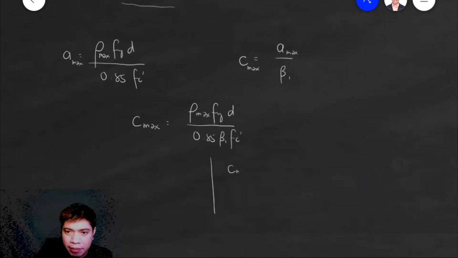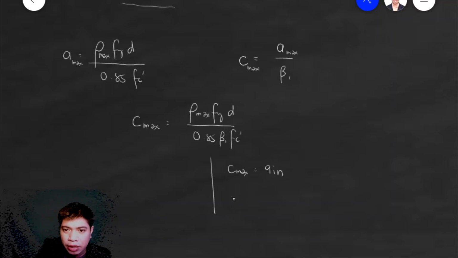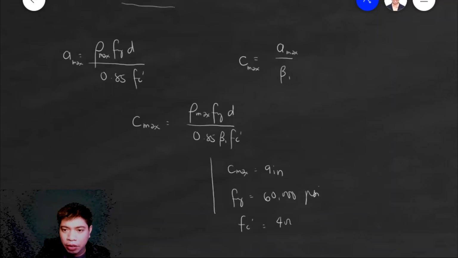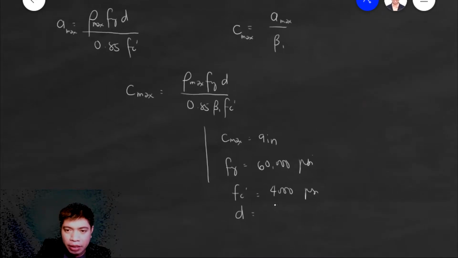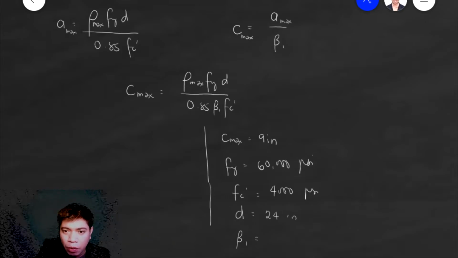So, bale, C max natin is of course equals to 9 inches. Yung F sub Y is also given sa problem, 60,000 in PSI. F sub C prime is also given sa problem and this is 4,000 in PSI. Tapos yung D is also given sa problem and yung D nga is 24, yung effective depth ito guys. So 24 inches. Tapos bali ang kailangan na lang natin dito is yung beta 1.